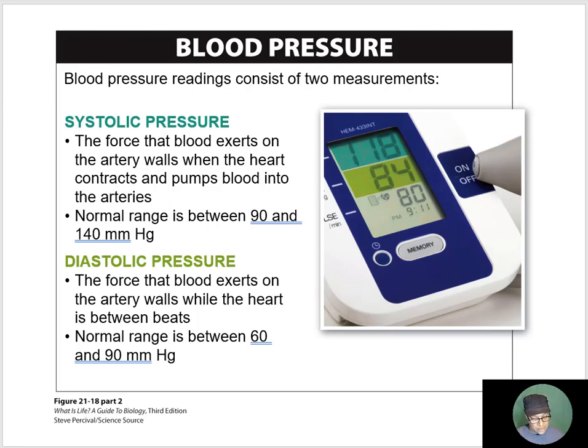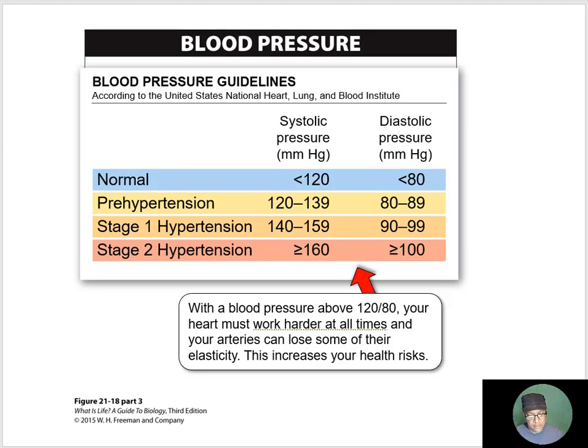And so there is a chart, and this was recently actually upgraded. The guidelines were changed a little bit. So here we're looking at what normal is. Systolic pressure, we want to see less than 120. Diastolic pressure, less than 80. Pre-hypertension, high blood pressure is hypertension. Remember your Greek and Latin prefixes.